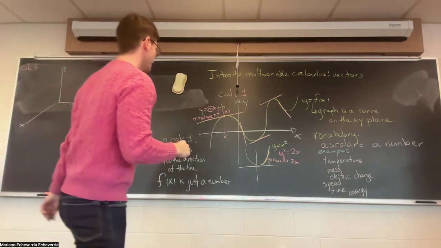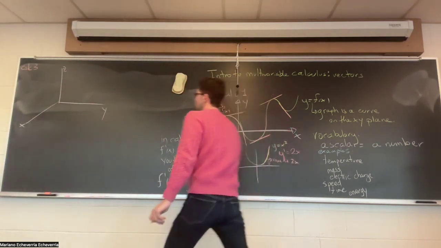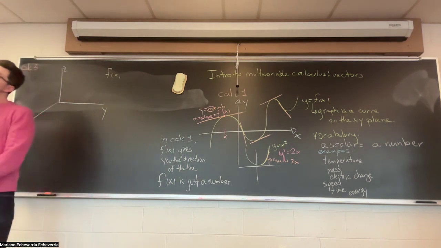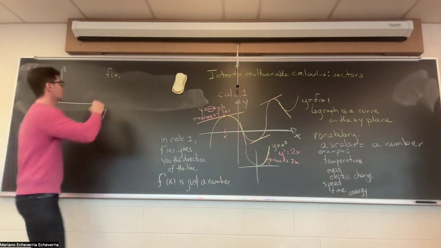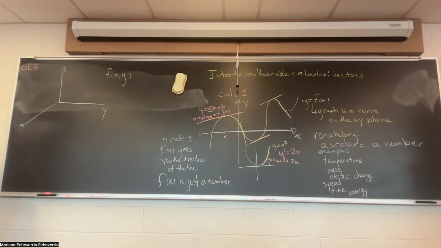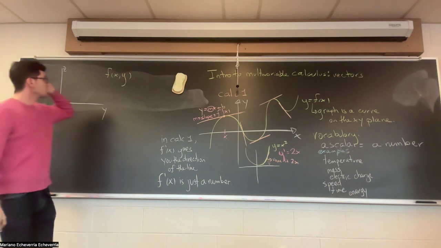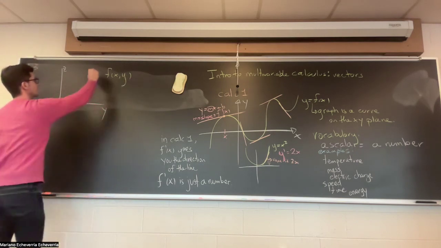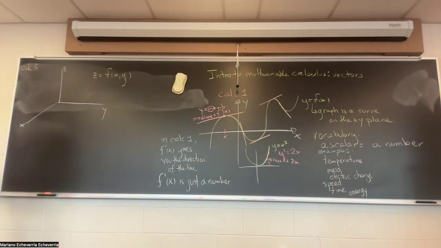So instead of having a function of just x, I'll think of y as an independent variable as well. So I have something like a function f of x comma y. Since I'm already using the variable y, I have to introduce an extra variable, so I'll call that z. So you have something like z equals f of x, y.